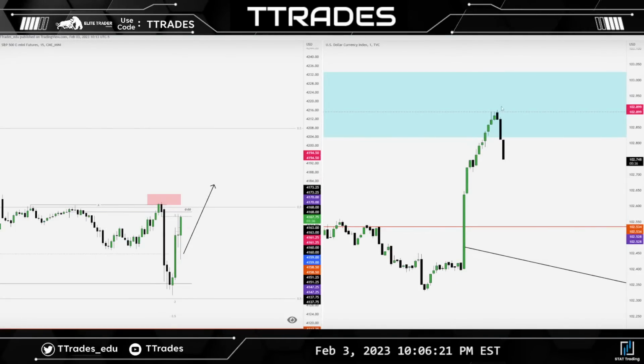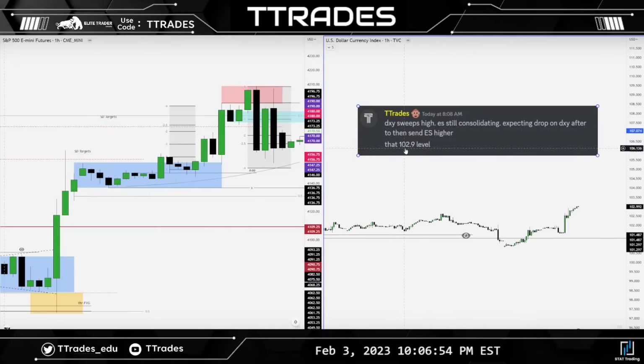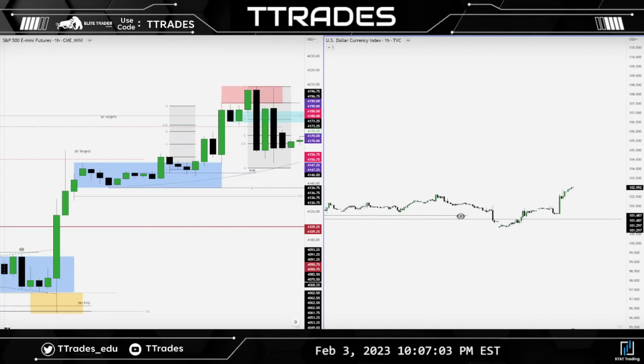So if you notice right here, I was expecting a reversal on DXY right in this area, right? And so if this is moving up, I want to see futures moving down, but futures were just consolidating. So if I'm expecting this reversal and futures are just consolidating, when we do get this reversal down, I'm expecting futures to go higher since they're inversely related, if that makes sense. So right in this area, that's why I was saying I wanted Dixie to that 102.9 level, expecting Dixie to drop and send ES higher. So that's essentially what the analysis came down to there.